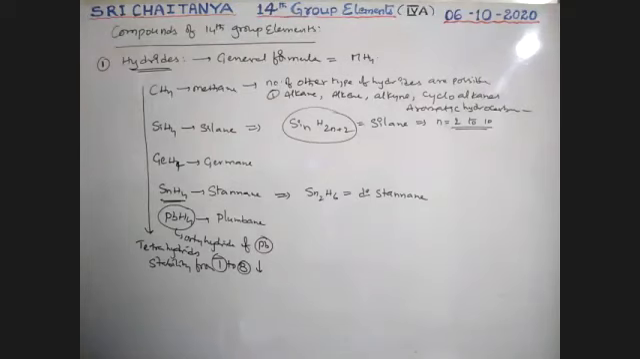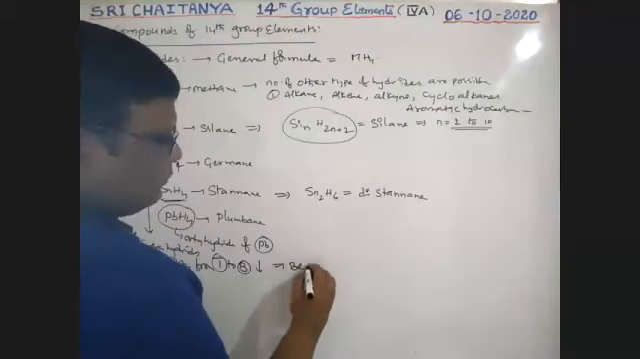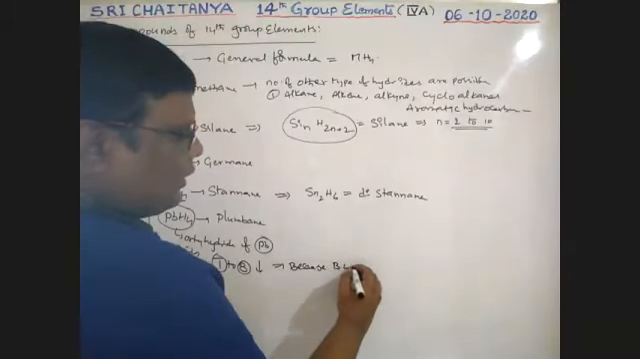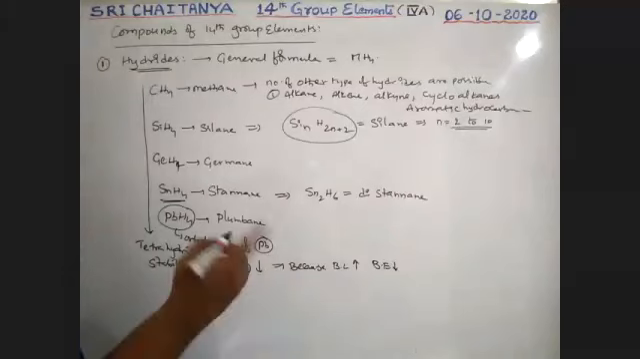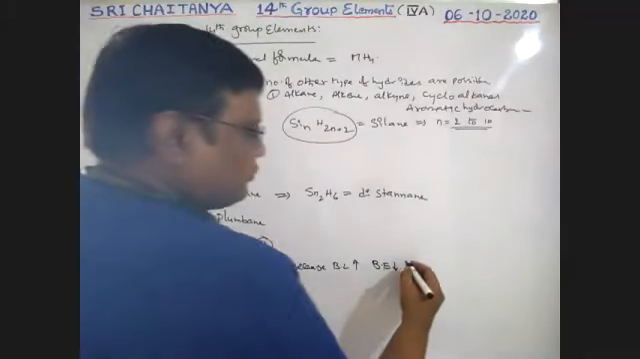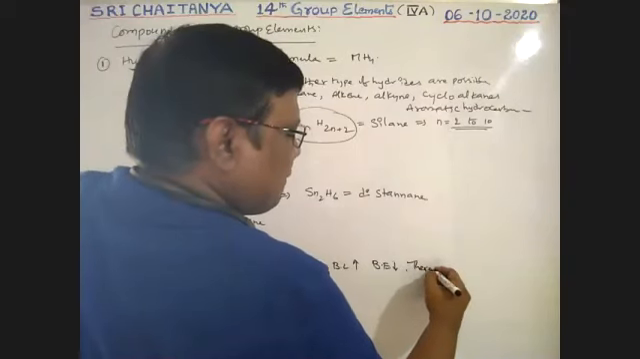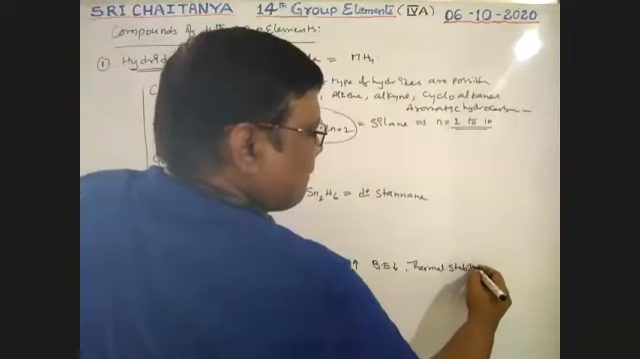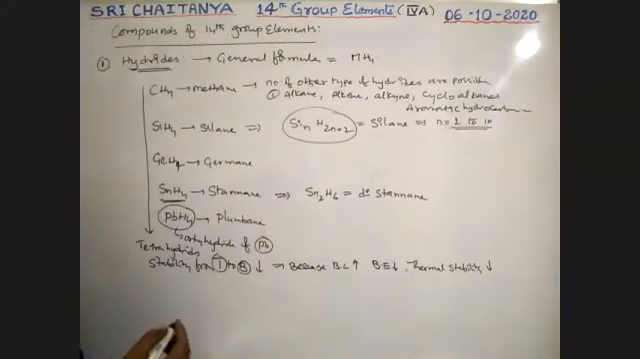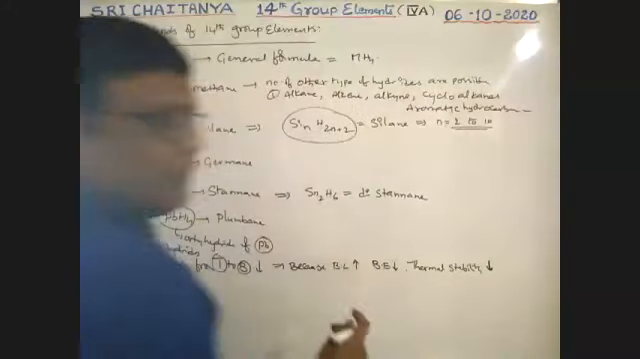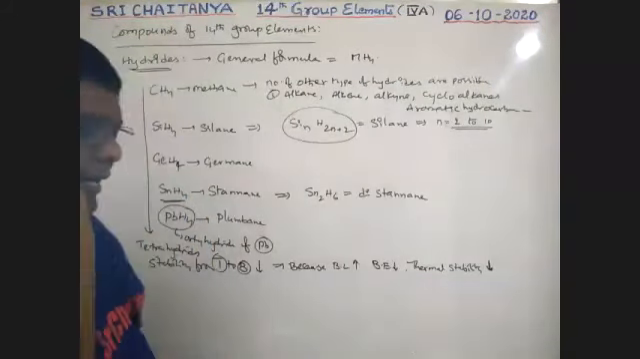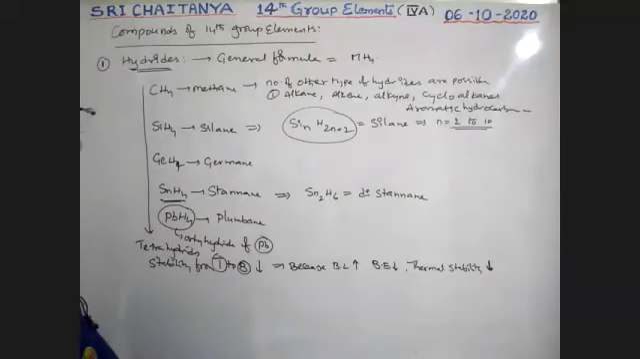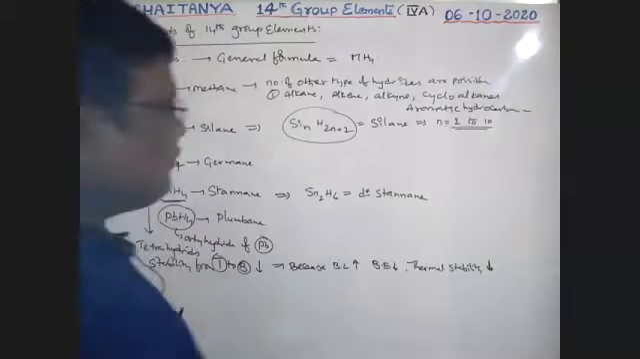Why, sir, does this stability decrease? Because bond length increases and bond energy decreases. Therefore, thermal stability decreases. That means all the tetrahydrides from top to bottom, the stability decreases. So see here, boys, I'm explaining with an explanation.